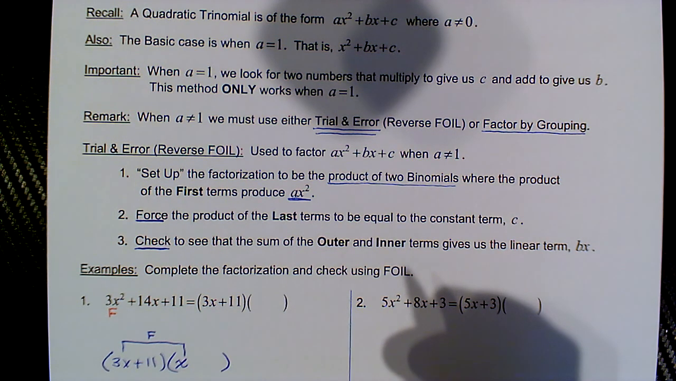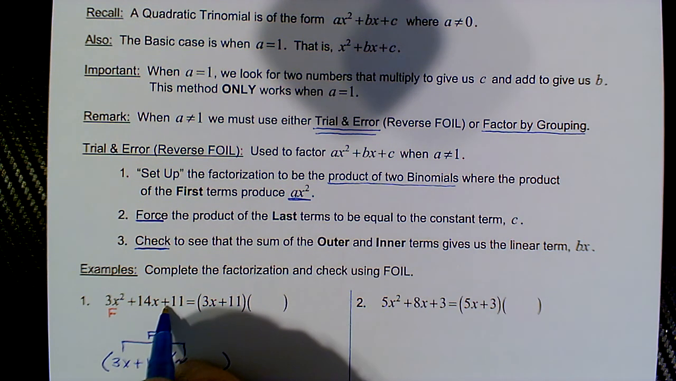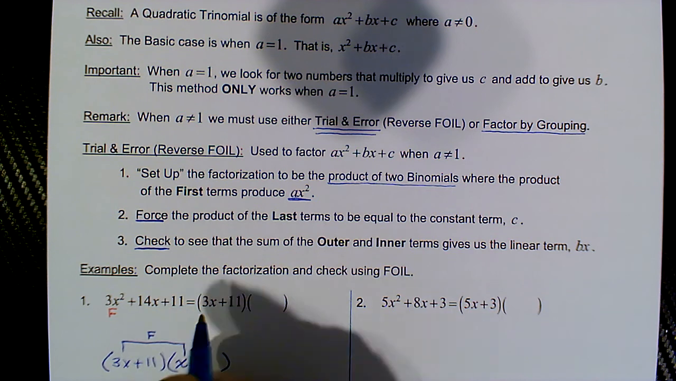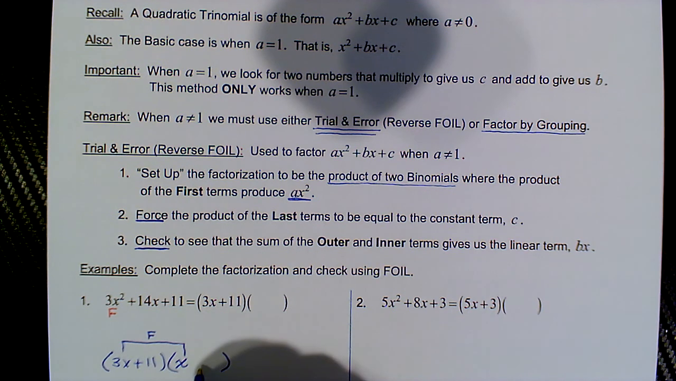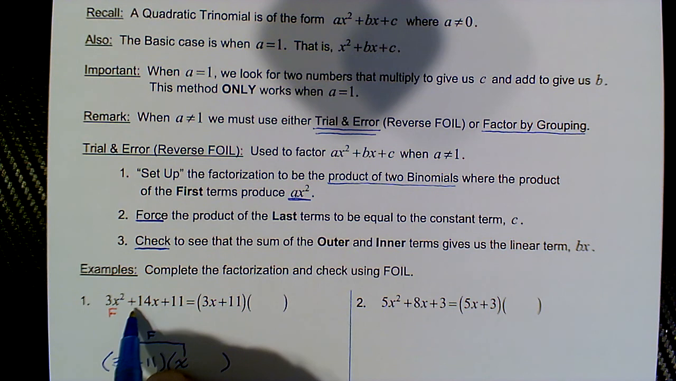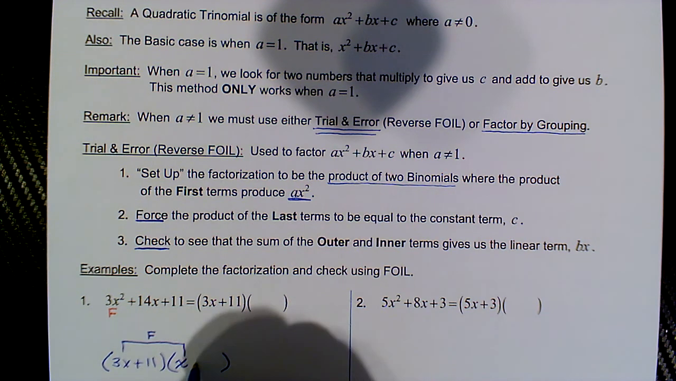And then we could use some of the ideas that we had in the past regarding the signs. If the sign of the constant term was positive, remember the signs of the terms in the two binomials will be the same. And that's based on whatever the sign of the linear term was. And so in this case, they're both going to be positive.